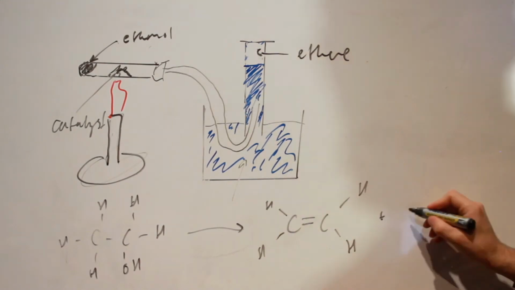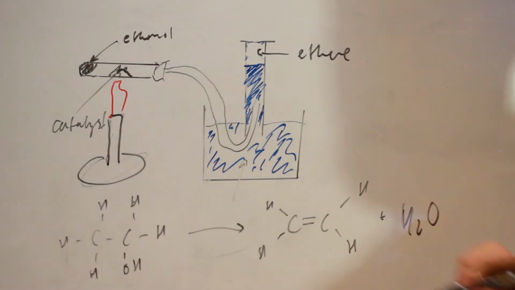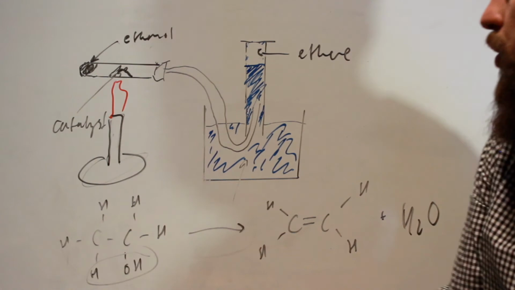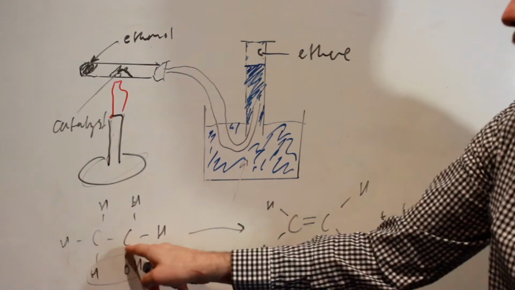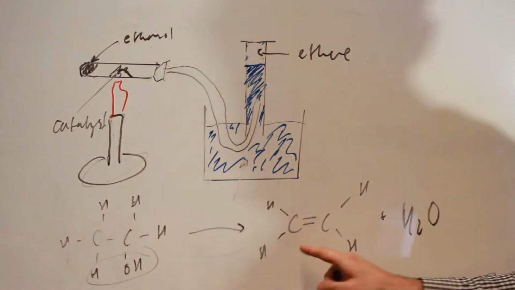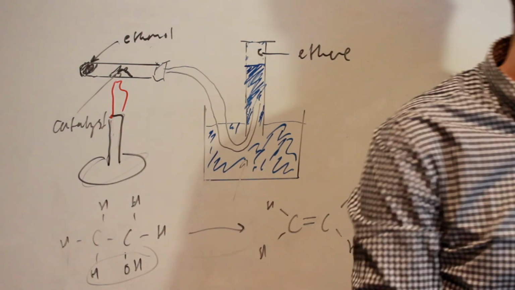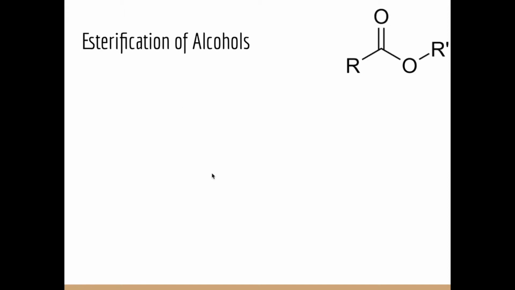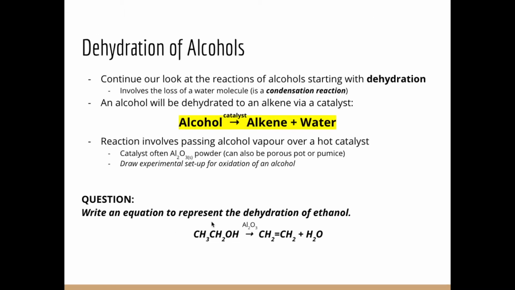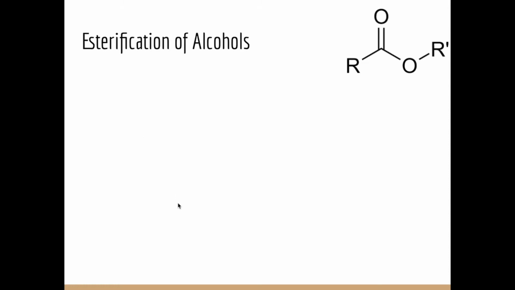And then we also lose the water because it's dehydrating. We're losing the H2O to go from the alcohol, which has the single bond between the carbons, to a double bond, which is the alkene. Excellent. And then, of course, as we do when we have a catalyst, it's important to include our catalyst over the arrow there, so aluminium oxide in this instance.